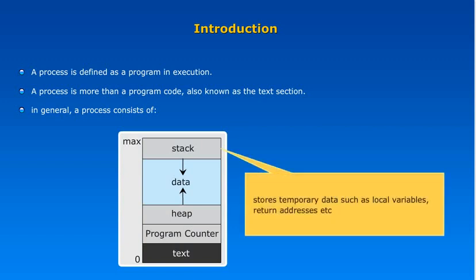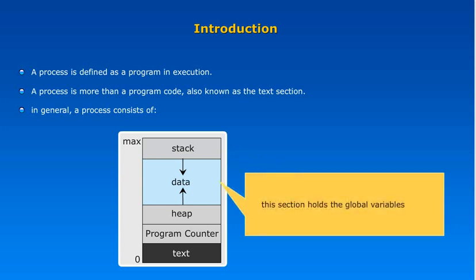The stack stores temporary data such as local variables, return addresses, etc. The data section holds the global variables. The heap is dynamically allocated memory space during its runtime. The program counter value represents the current activity of the process.